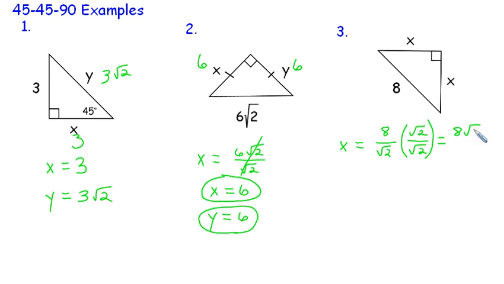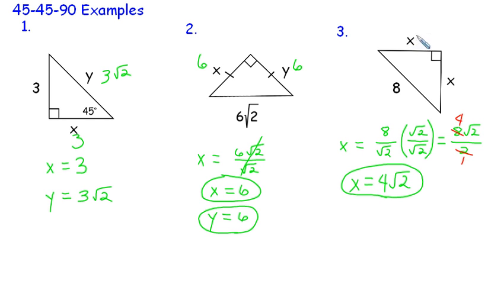So I have 8 times the square root of 2 divided by square root of 2 times square root of 2, which is just 2. So that's what got the radical out of the denominator. So I end up with x equals, we can simplify here because these have common factors of 2. 2 goes into 2 one time, 2 goes into 8 4 times. So I end up with 4 times the square root of 2. And of course that's my only variable on this one because both legs turn out to be the same. They're 4 on the square root of 2.